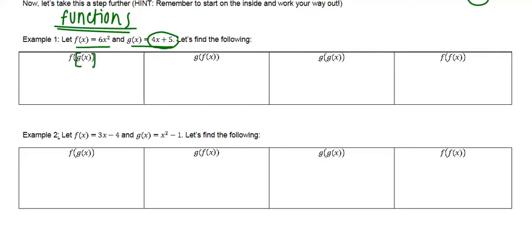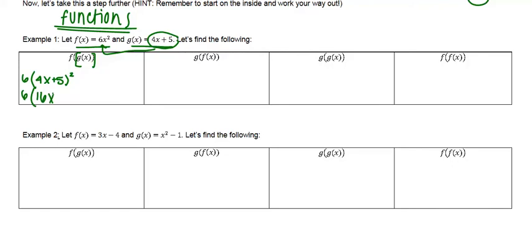The first one says that we want to take g of x, because we start on the inside. We're going to take g of x and we're going to plug it in where we see x in function f. So we have to be really careful, and we'll do some more practice on Monday, but we have to be really careful how we set this up. So I'm going to say 6 times whatever I'm plugging in, and I'm going to square that. I'm making a substitution only for x.